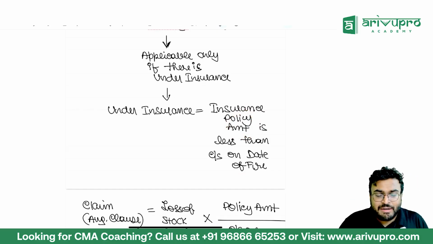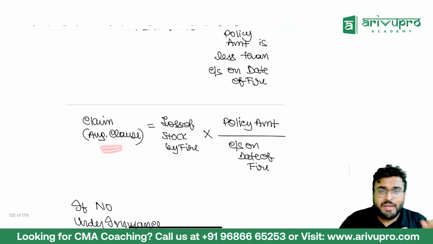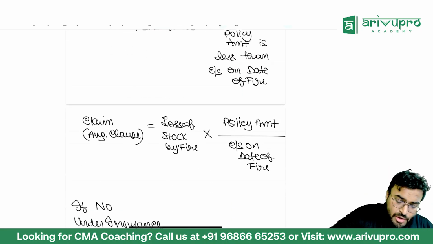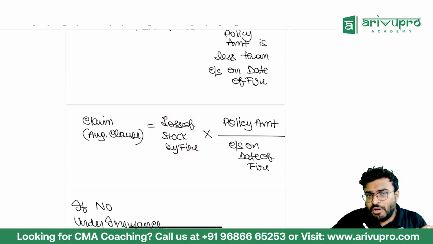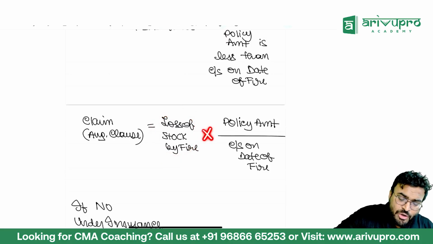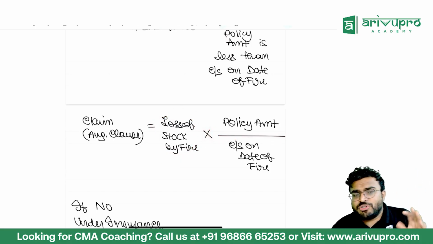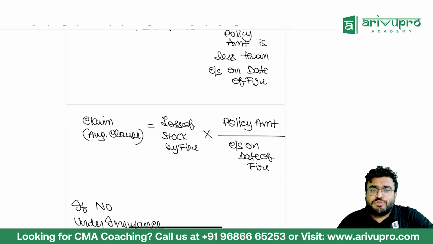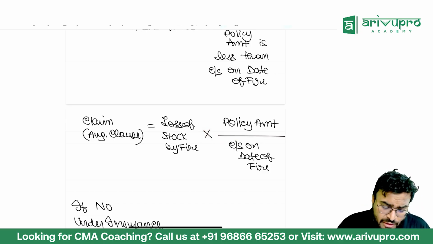Now, if there is underinsurance, then the average clause is applicable. If the average clause is applicable, then you would apply this formula: loss of stock by fire into policy amount divided by closing stock on the date of fire.